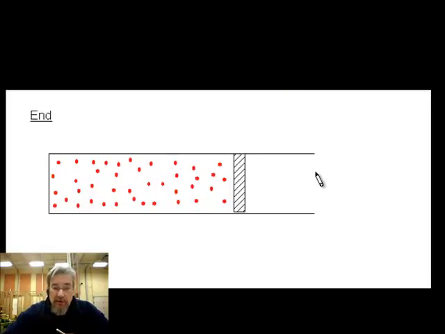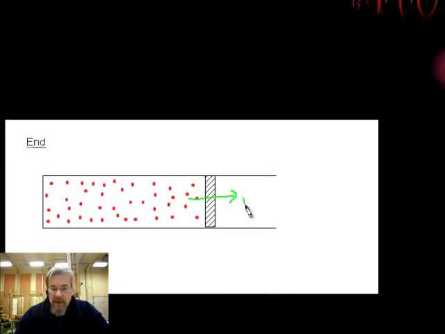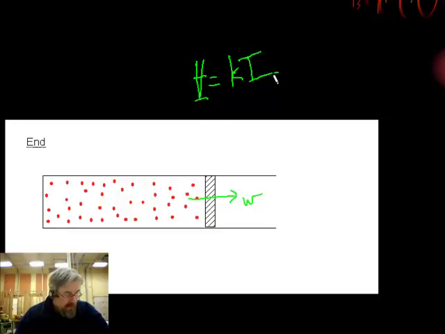This is an expansion. And what happened here was, well, there was definitely work being done here by the system on the surroundings. So that's a loss in internal energy. Look what happens, though. Volume increases. And here's what we know from Charles's law. Volume is directly proportional to temperature. So if the volume got bigger, well, the temperature would also have to have gotten bigger.